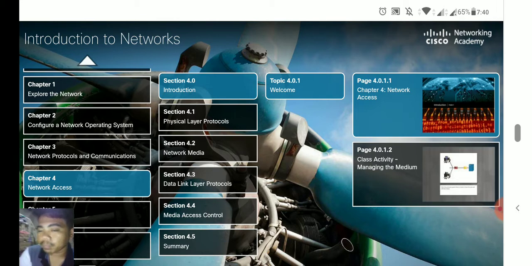And for the copper media, we have three types. We have the unshielded twisted pair, or UTP cable. We have the shielded twisted pair, STP cable, and the coaxial cable. The difference between the UTP unshielded and the STP shielded is that the shielded twisted pair costs more because it is protected, while the unshielded twisted pair is the one usually used.